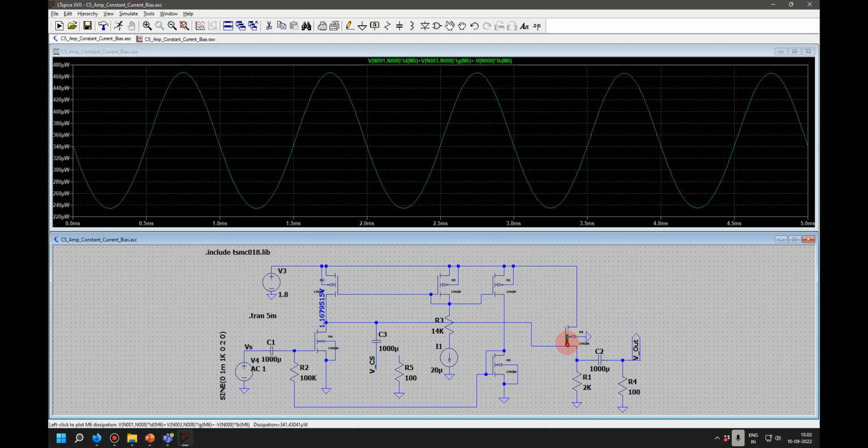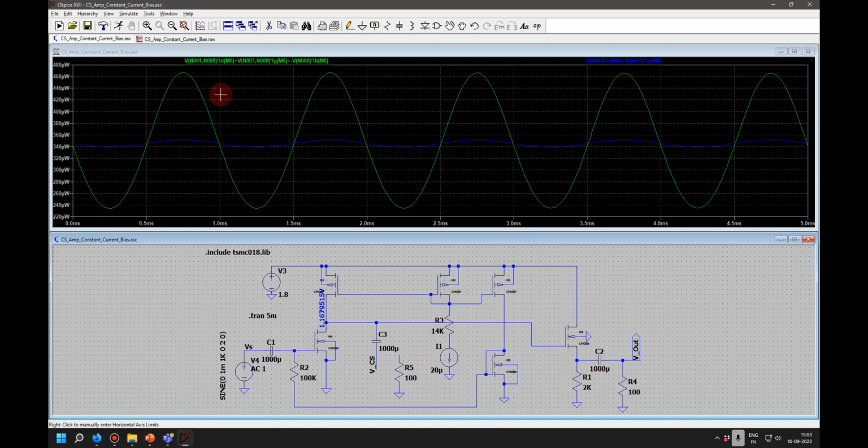The power consumed by this transistor is varying from 220 to 480 microwatt, whereas here you will find this is the power consumed by this transistor. Is it okay? Yes, sir.